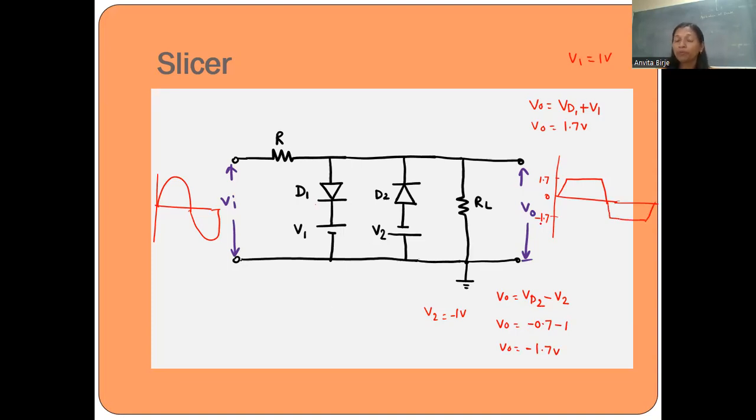So at the output, we are clipping both the positive and negative cycles. So that's why this circuit is known as slicer. It is slicing your input signal.